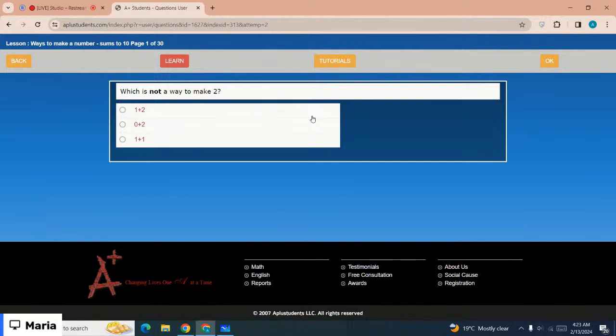The correct option is 1 plus 2 because the other two options make 2. 0 plus 2 makes 2 and 1 plus 1 makes 2. That means the correct one is 1 plus 2. That is the only option that does not make 2, right? Very good. The correct option is 1 plus 2.